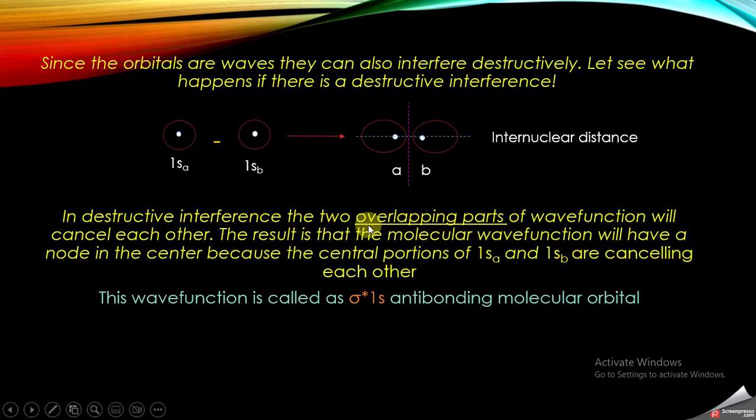In destructive interference, the two overlapping parts of the wave function cancel each other. The result is that the molecular wave function will have a node in the center, because the center portions of 1sA and 1sB are cancelling each other. So this wave function is called the sigma star 1s anti-bonding molecular orbital. Again we name it sigma because you can see it is cylindrically symmetrical along this internuclear axis. It is the same above and below the axis. So it is cylindrically symmetrical, but the star represents that it is an anti-bonding molecular orbital.